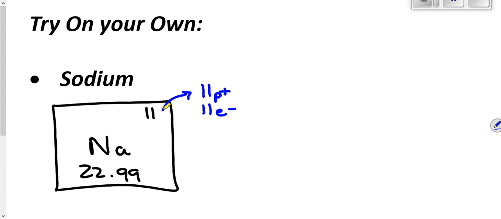This number at the bottom is my mass. We're going to round that off to 23. 22.99 is about 23. I know that sodium weighs 23, but 11 of that came from protons. So when we subtract, we can see that 12 of this will be my neutrons. So now I know how many protons, neutrons, and electrons I'm going to have.